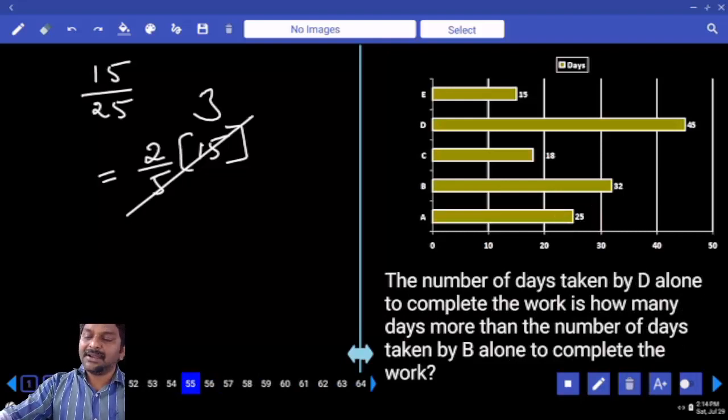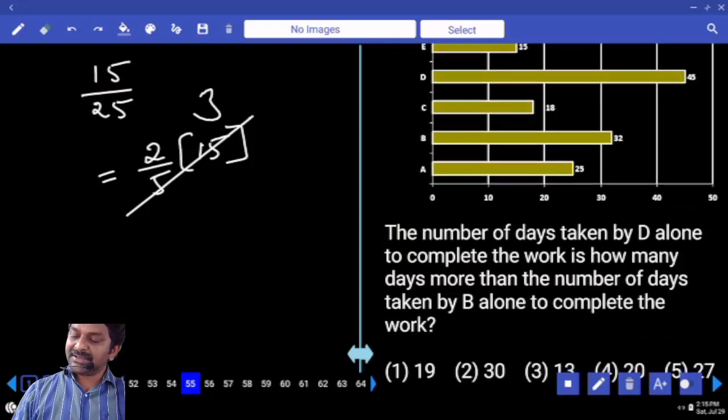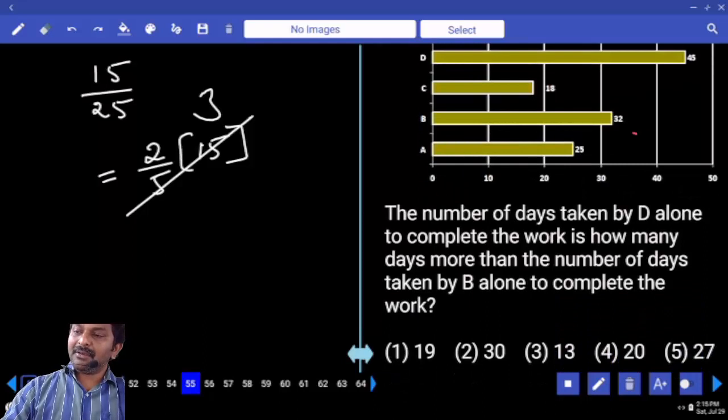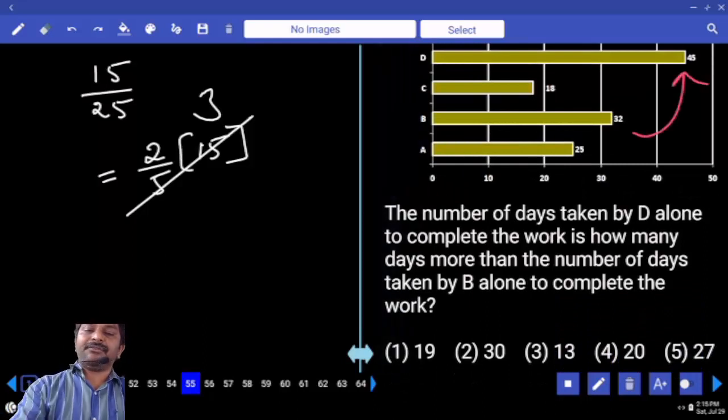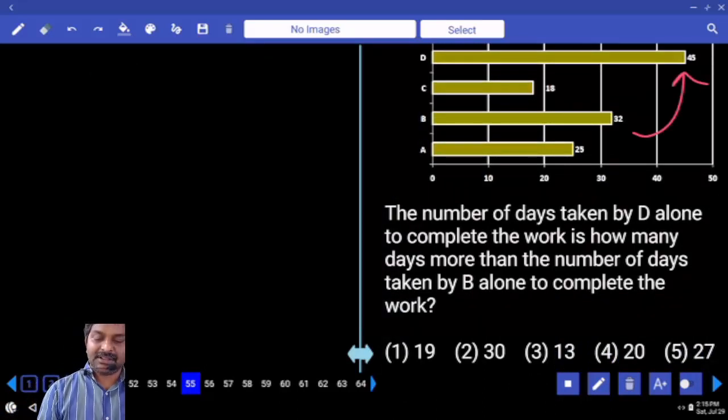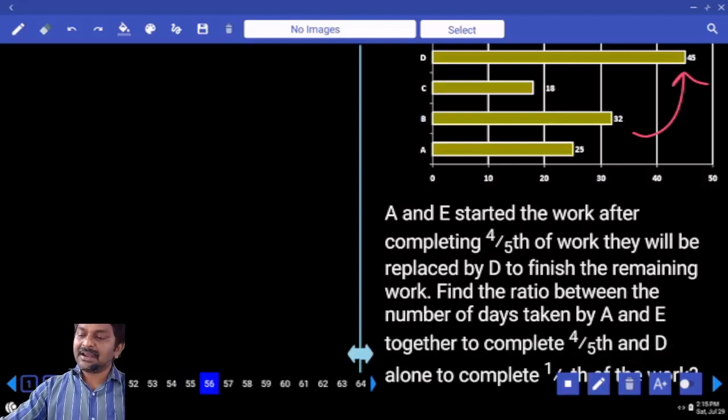The number of days taken by D alone to complete the work is how many days more than the number of days taken by B alone to complete the work? Simple only. How many days is asked. You are asked to calculate the difference between 32 and 45 directly. 13 is the answer.